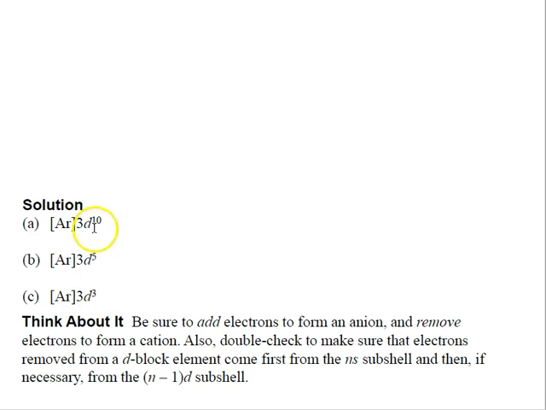Write these out in the complete electron configuration and then convince yourself why these abbreviated configurations match and are the same when you remove it from that nearest s. So as we think about it, be sure to add electrons again when it's negative, remove when it's positive, double check and make sure the electrons are removed from a d block element in the s subshell before coming from the d.